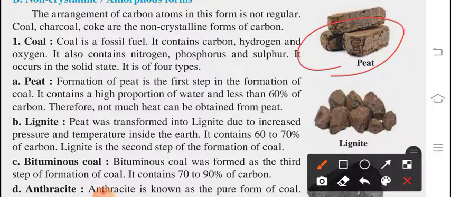This one is peat. Formation of peat is the first step of the formation of coal. It contains a high proportion of water and less than 60% carbon. Therefore, not much heat can be obtained from peat. Next is lignite. Peat was transformed into lignite due to increased pressure and temperature inside the earth. It contains 60 to 70% carbon. Lignite is the second step of the formation of coal.